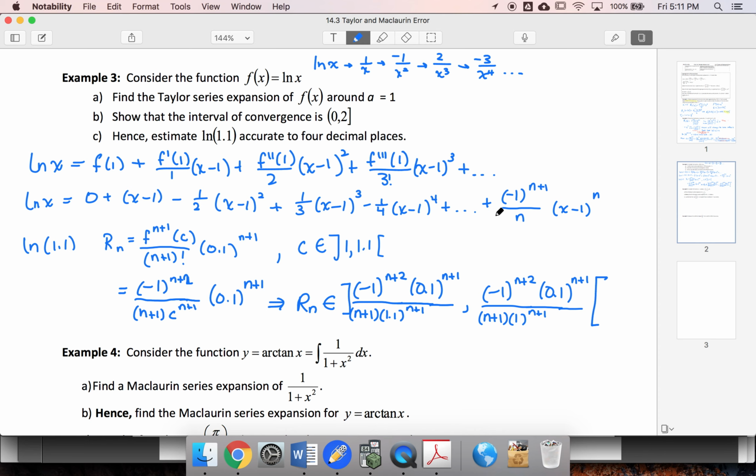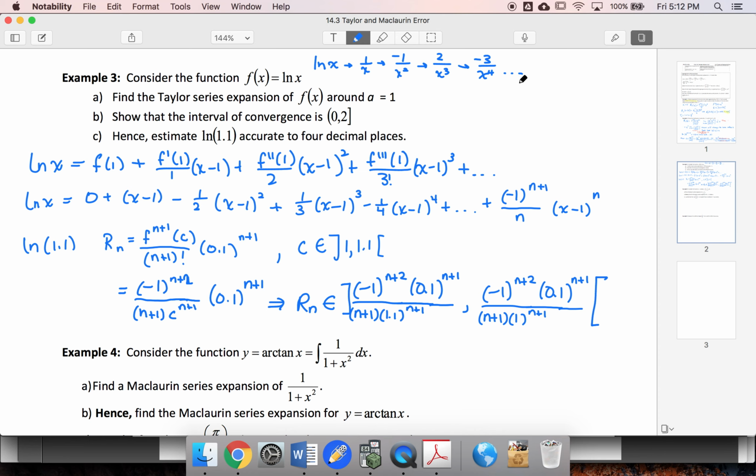I can summarize this with my nth term is going to be negative 1 to the n plus 1. I need my first term, when I've got n, I need that to be positive. So adding 1 to it to make positive. And then x minus 1 to the n power.